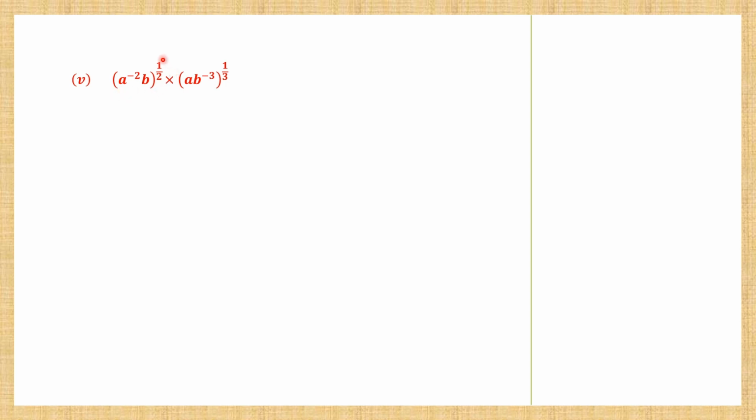Question 5. This whole thing is raised to the power of 1 by 2 and this is raised to the power of 1 by 3. So let's start working this out. So this will be a to the power of minus 2. This whole thing is now raised to the power of 1 by 2 into b raised to the power of 1 by 2. Now the other bracket, a raised to the power of 1 by 3 into b raised to the power of minus 3. This whole thing raised to the power of 1 by 3.